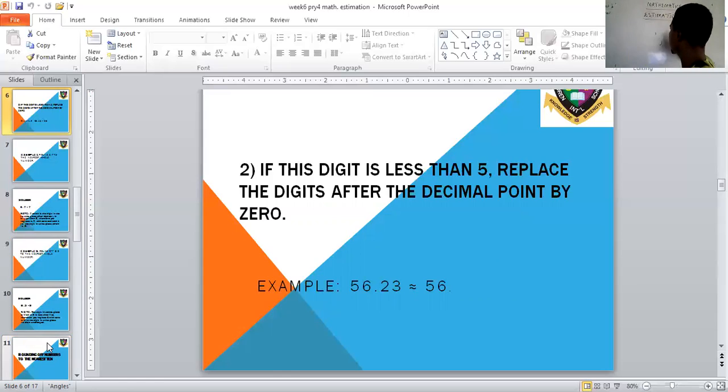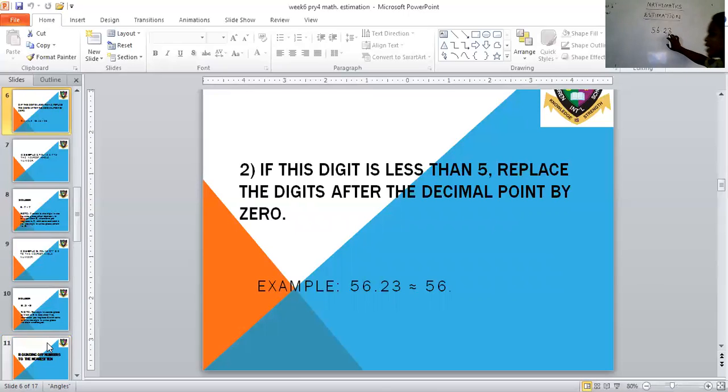What this is telling us is that, for example, look at what we have on the screen: 56.23. How do we solve this? If this digit is less than 5, then replace the digit after the decimal point by 0. Is 2 less or greater than 5? This 2 is less than 5, which gives us 0. It said if it is less than 5, replace the digit after the decimal point by 0.